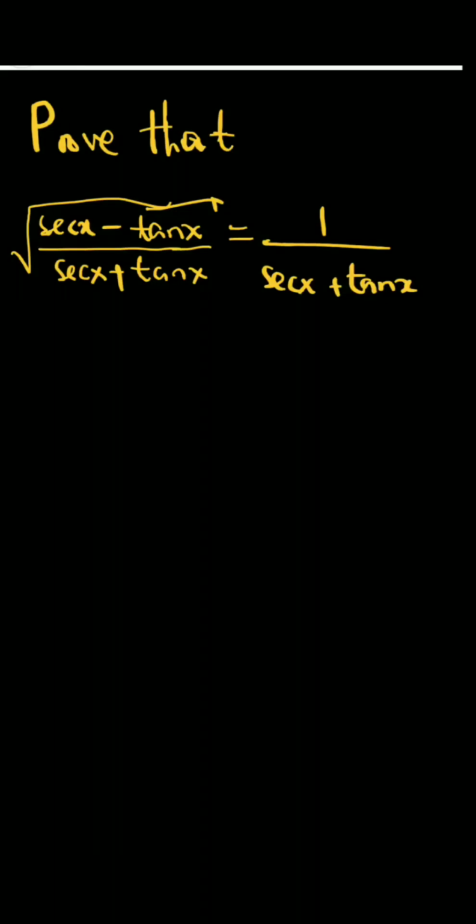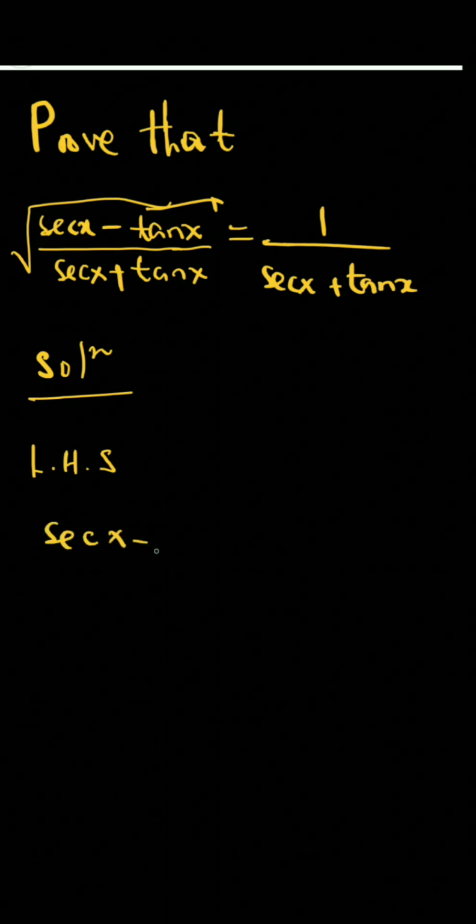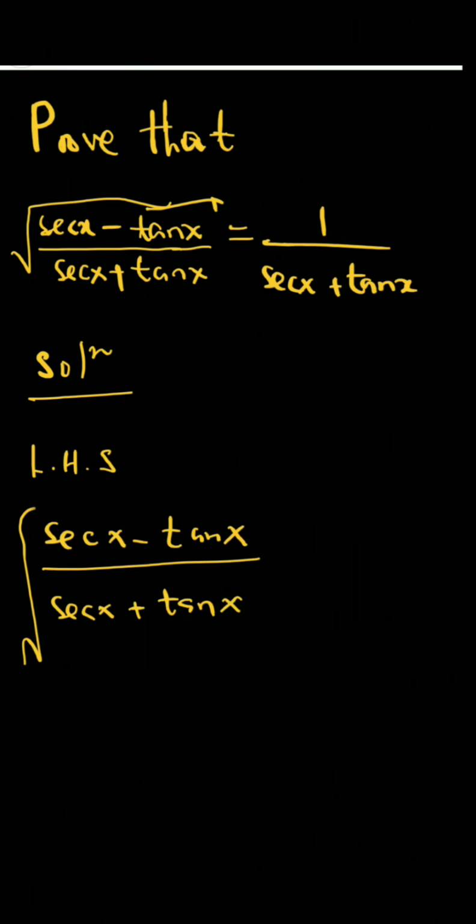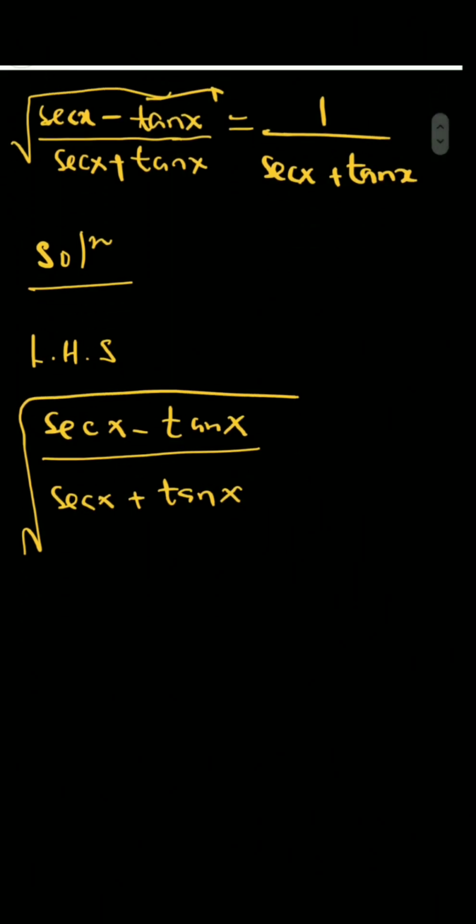Alright, now like I've stated, we're going to consider solving this problem by looking at the left hand side. Left hand side is the square root of sec x minus tan x over sec x plus tan x. So now let's see how we can go about it.